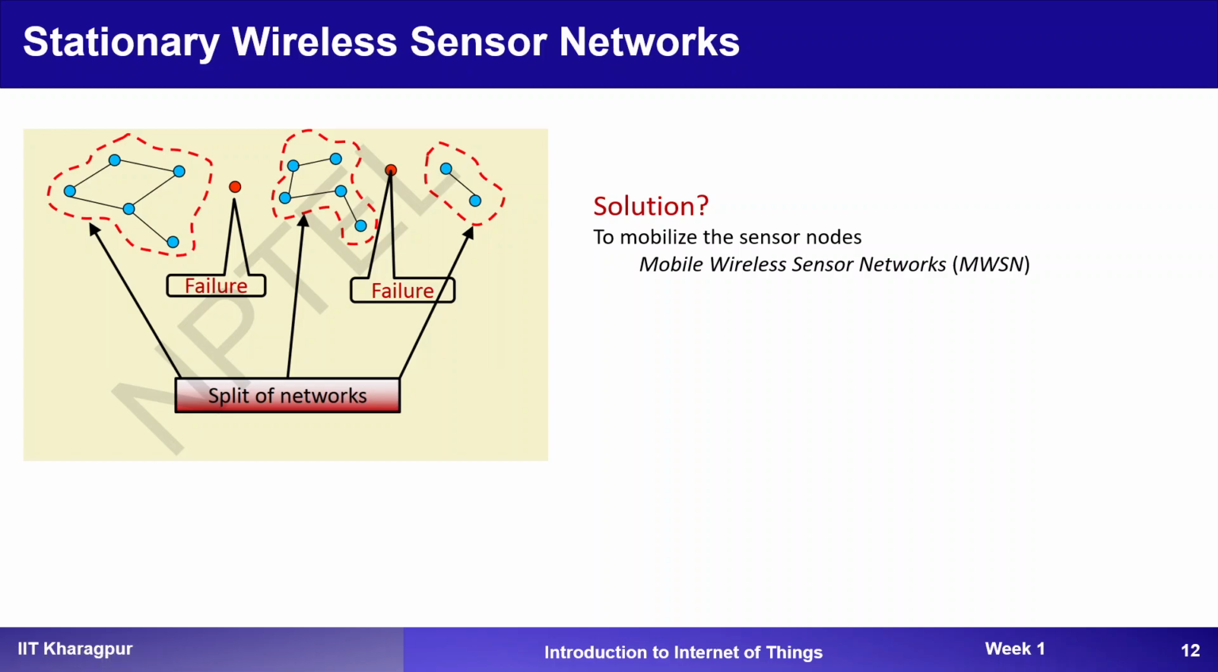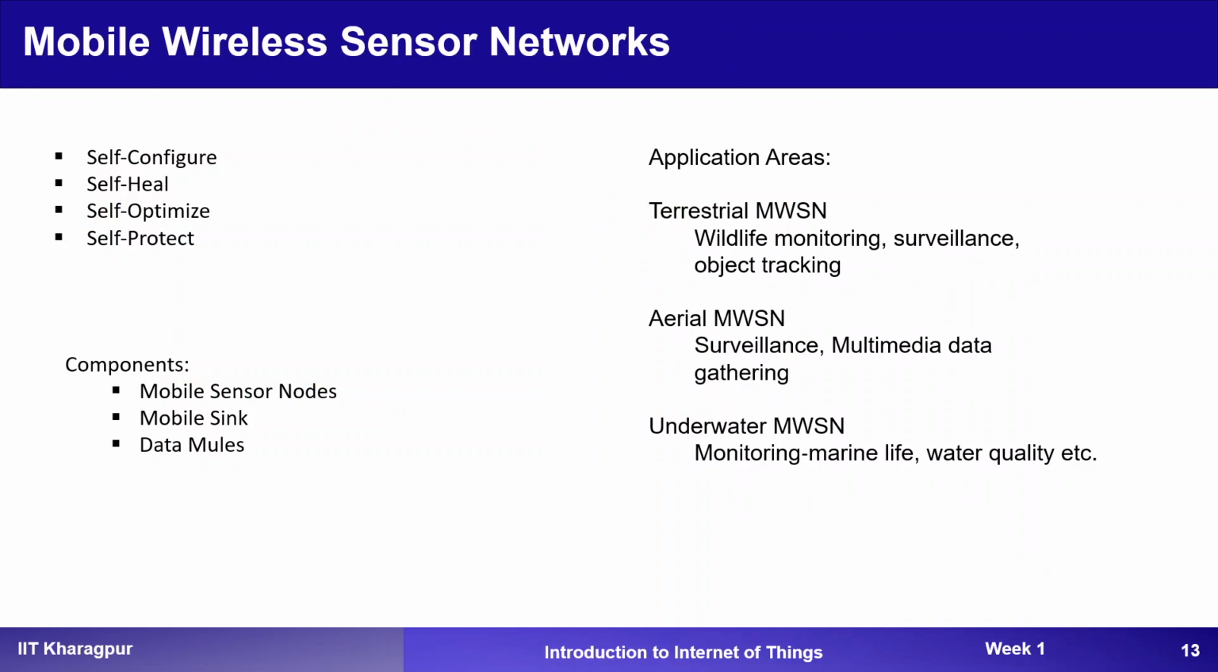The solution is to use a mobile sensor network. Why mobile wireless sensor network? Because mobile wireless sensor networks are self-configured, self-healing, self-optimized, and self-protecting. So if some failure occurs, they are going to heal automatically, and that is what self-heal means. If you want to remember it, it is CHOP, C-H-O-P: configure, heal, optimize, and protect.